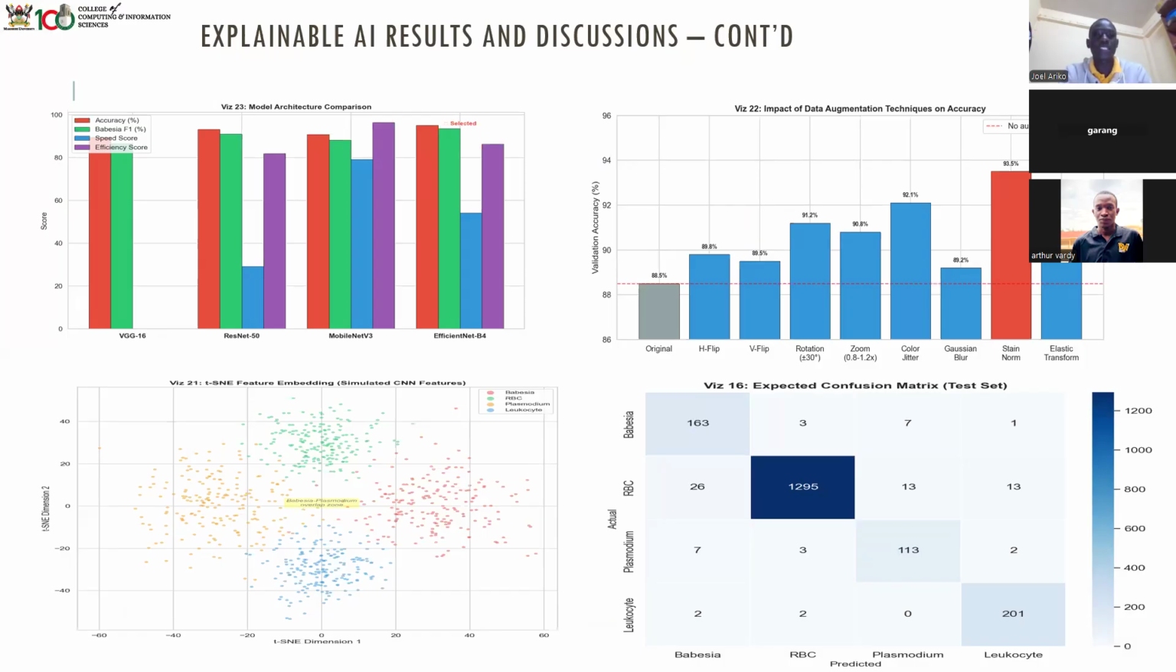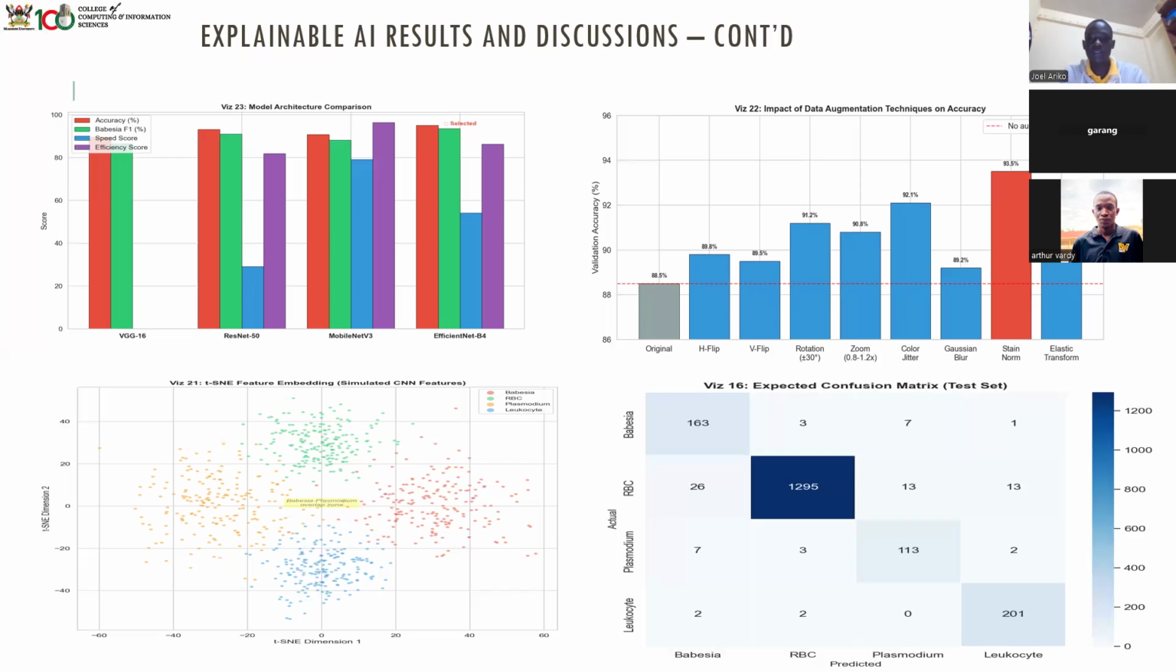Then also we had to make model architecture comparison. For example, we have the VGG, the ResNet, the MobileNet, the EfficientNet, and that means a visualization of these architectures helps us to see what architecture can best fit our model. For example, here I can make a conclusion that EfficientNet will be best for our model. Then also we have the impact of data augmentation techniques on accuracy. Of course, after detecting anomalies and so on, we have to make sure we do augmentation of data so our model will achieve accuracy.